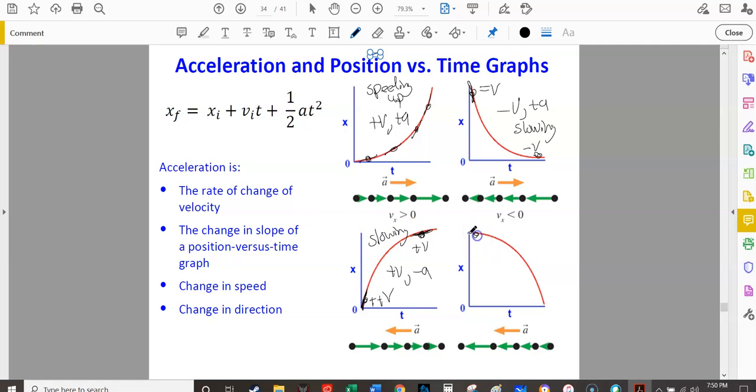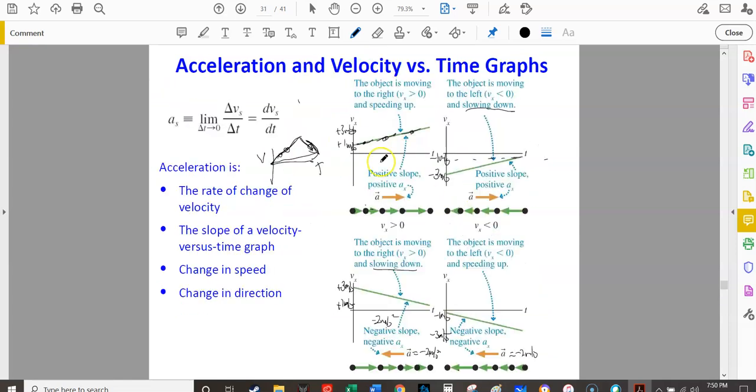And over here, you start off with what looks like a negative velocity vector, and it's becoming increasingly negative. So these are negative velocity vectors, becoming increasingly negative. That means the acceleration vector is continually subtracting from that and making it even more negative. So this is speeding up as well. And so these are how accelerations are affecting your position versus time graph, but also your velocity versus time graphs. Okay?